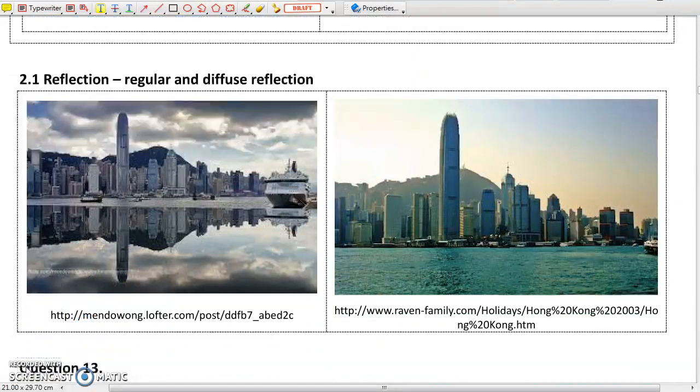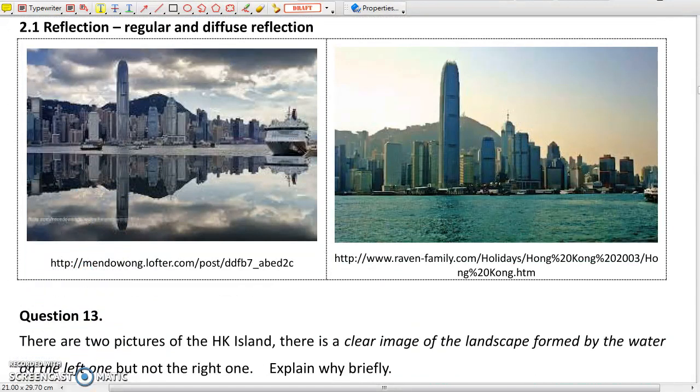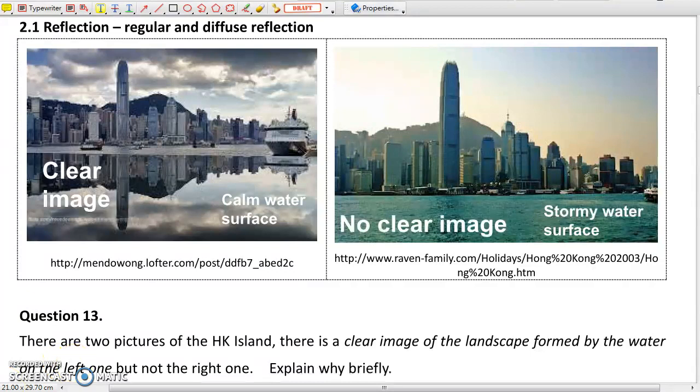2.1. Reflection. Regular and diffuse reflection. Calm water surface, such as a swimming pool, just like a mirror, is smooth enough to produce a clear image. On the other hand, a stormy water surface, such as the Victoria Harbour, is not smooth enough, and so a clear image is not produced.